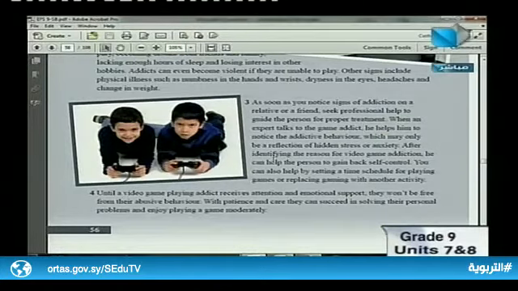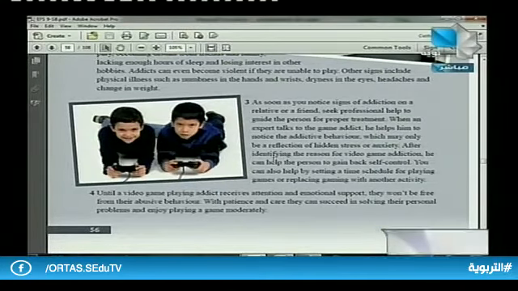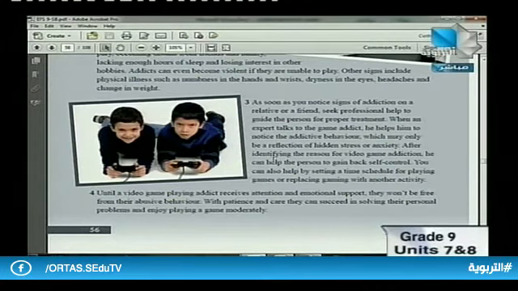So after identifying the reason, I should know the reason. First of all, I identify the reason for video game addiction. Then I can help the person to gain back self-control, by the help of a professional. You can also help by setting a time schedule for playing games or replacing gaming with another activity, a hobby. When I feel that this gaming is not good for this person, we can replace such playing with something else which is considered useful for her. Yes. Right?